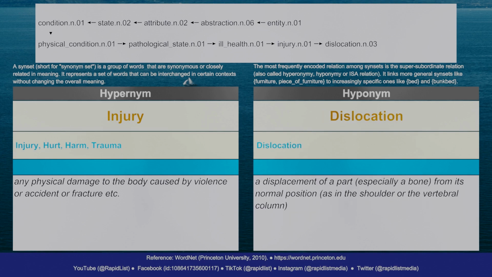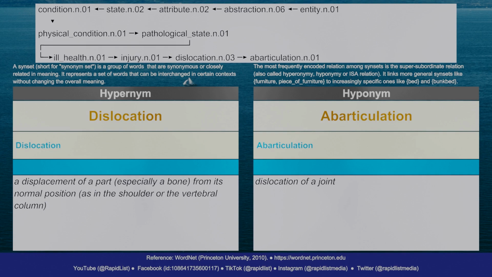Dislocation. A displacement of a part, especially a bone, from its normal position, as in the shoulder or the vertebral column. Abarticulation. Dislocation of a joint.